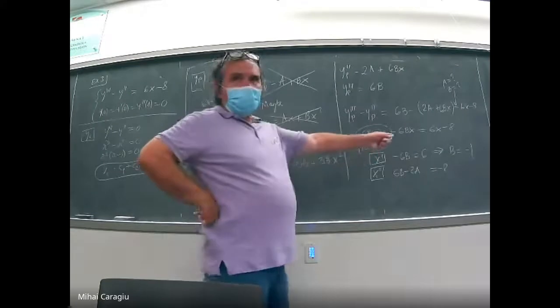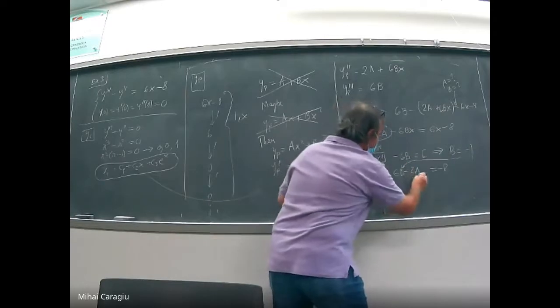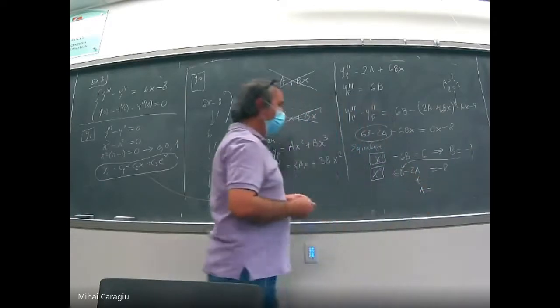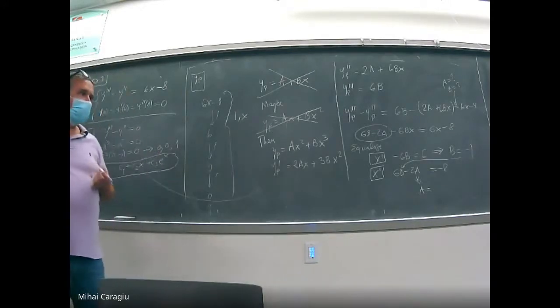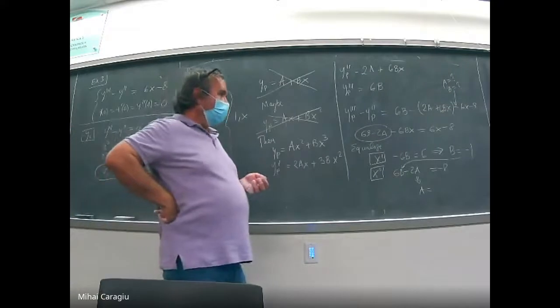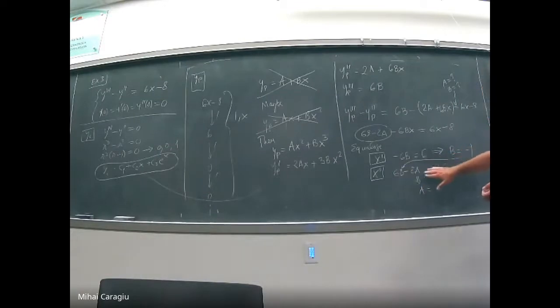Now that we know that b equals minus 1, we use it here. What is a? Because this becomes minus 6, move minus 6 from left to right and it becomes 6. 6 minus 8 is minus 2. So minus 2a equals minus 2, a equals 1. Excellent. So b equals minus 1, a equals 1.